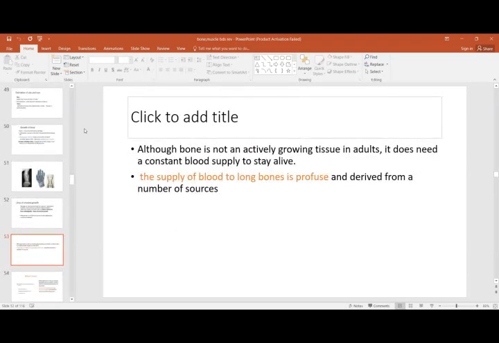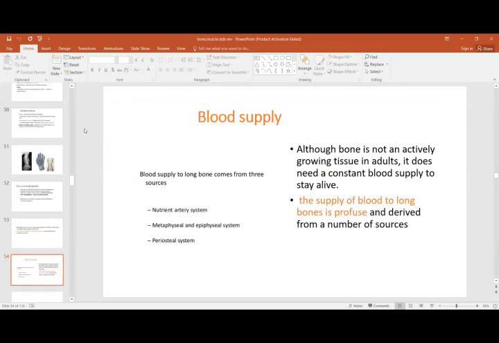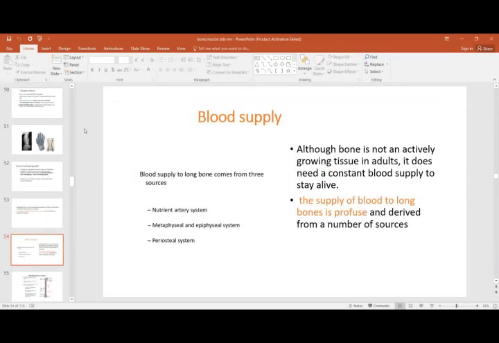Okay, the blood supply, the most important one: although the bone is not active all the time, it has profuse blood supply. The arteries which supply blood are the nutrient artery system, the metaphyseal and epiphyseal arterial system, and the periosteal. These are the four types of vessels which supply blood to these bones.